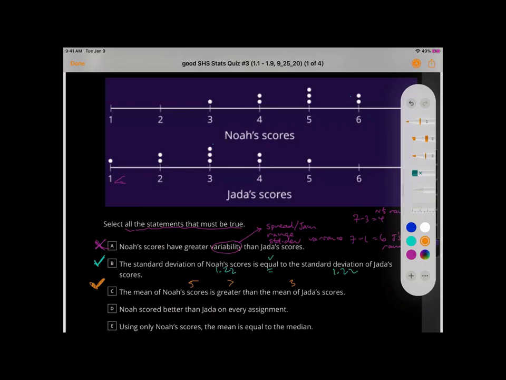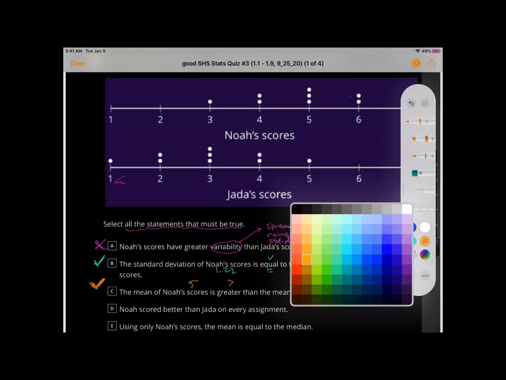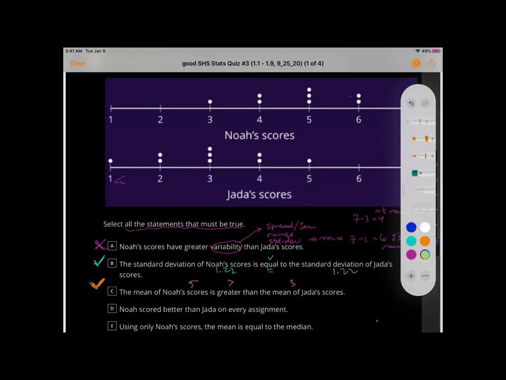Alright, let's try another one. Noah scored better than Jada on every assignment. Okay, so every is an absolute word. So for example, just pick a score like 3. But is that on Jada's score of 5? Is 3 greater than 5? That would be false. So I'm even using math and the visuals, right? 5 is higher than 3, but better means that Noah's score should be bigger than 5. It's not, so it's false.